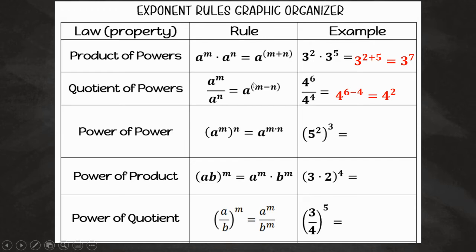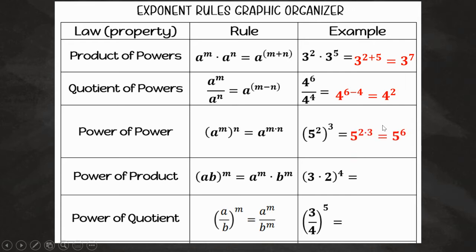Our quotient of powers, when we have the same bases, it doesn't matter if we have different exponents, but if we have the same bases and we're dividing, we're going to subtract the exponents. So 4 to the sixth power over 4 to the fourth power is the same as having 4 to the sixth minus 4 power, which is equal to 4 to the second power.